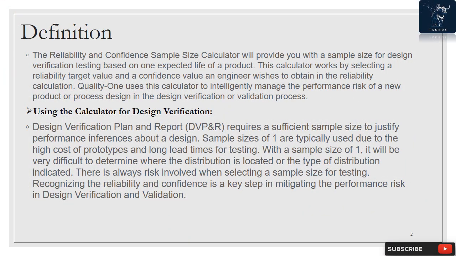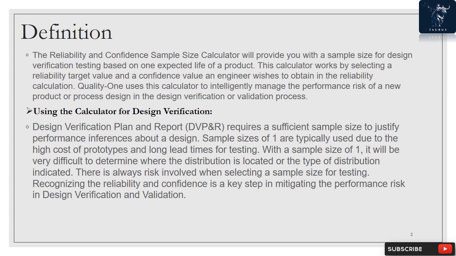Definition: the Reliability and Confidence Sample Size Calculator will provide you with a sample size for design verification testing based on one expected life of a product. This calculator works by selecting a reliability target value and a confidence value an engineer wishes to obtain in the reliability calculation. Quality One uses this calculator to intelligently manage the performance risk of a new product or process design in the design verification or validation process.